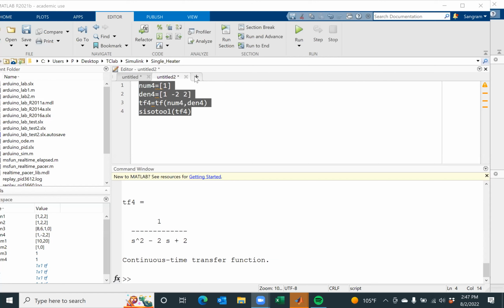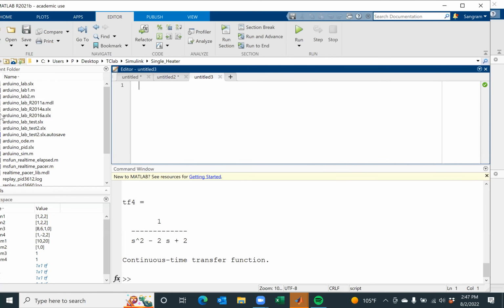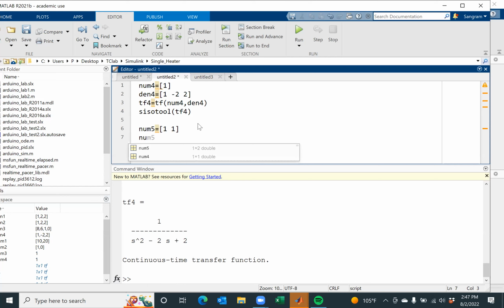Okay, so now what I'm going to do is num5 is equal to [1 1], then den5 is equal to [1 -2 2], and TF5 is equal to TF(num5, den5). And then sisotool(num5, den5). Online students, any questions? Just run this.